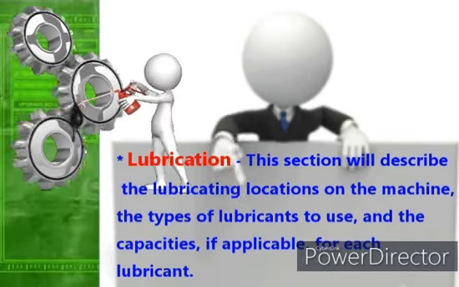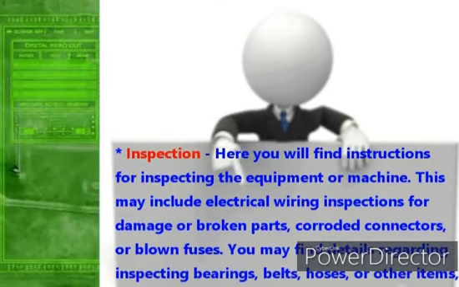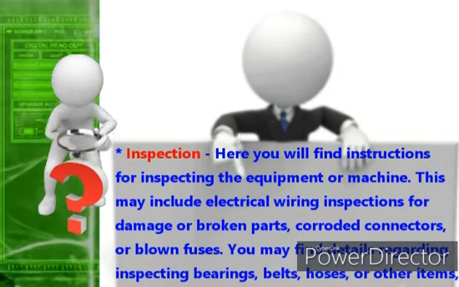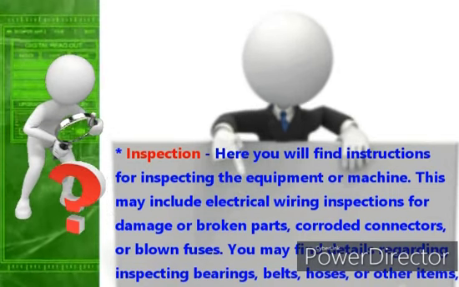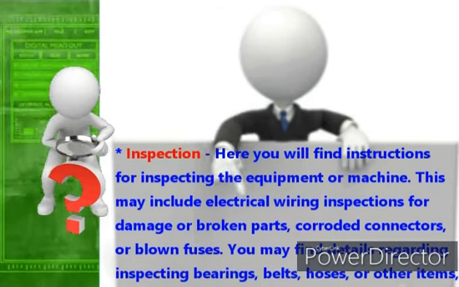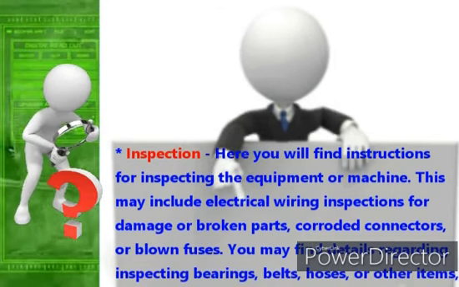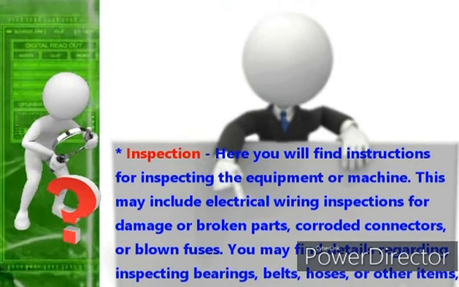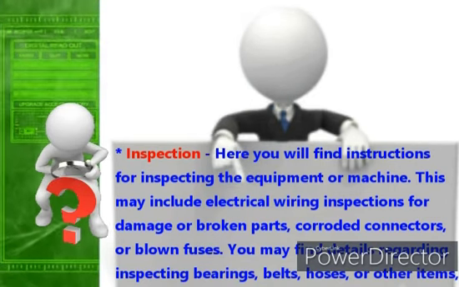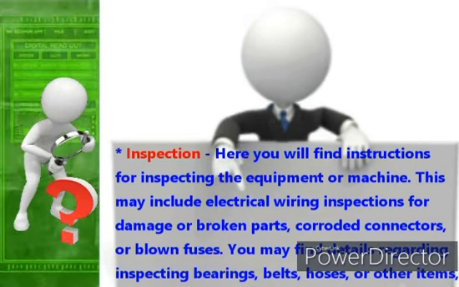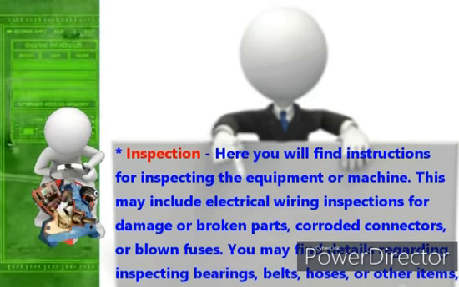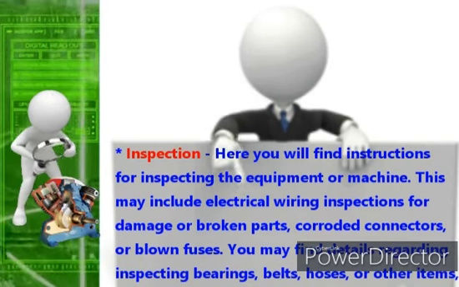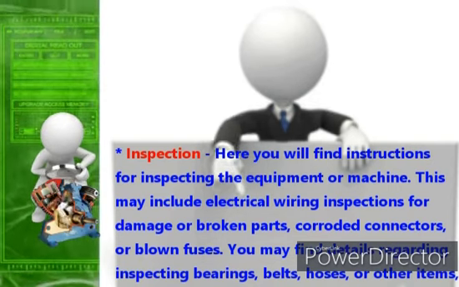Next is inspection. Here you will find instructions for inspecting the equipment or machine. This may include electrical wiring, inspection for damage or broken parts, corroded connectors, or blown fuses. You may find details regarding inspecting bearings, belts, hoses, or other items depending on the equipment in question.